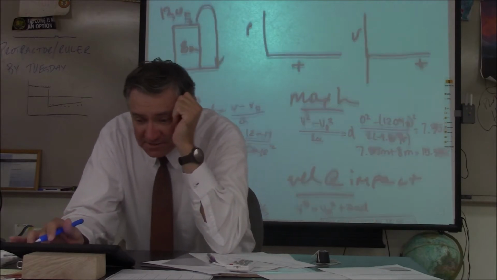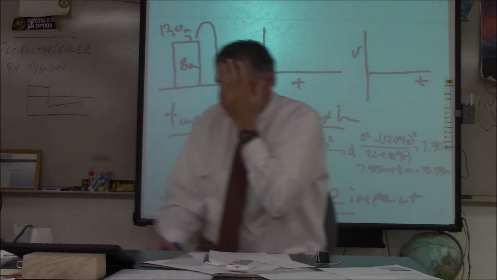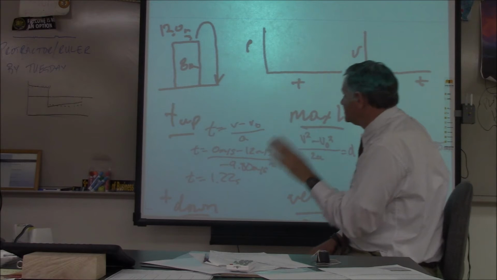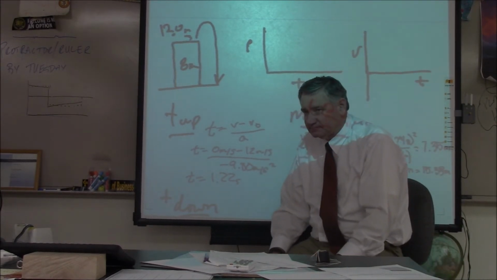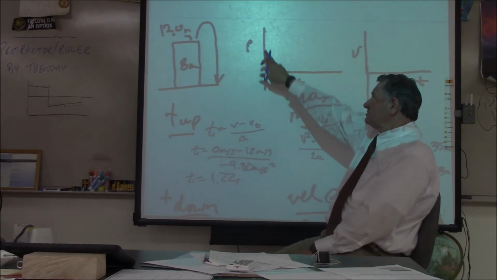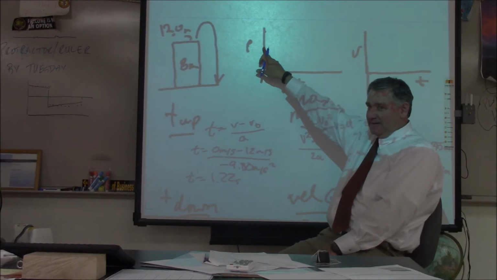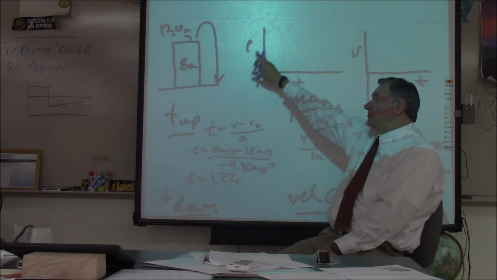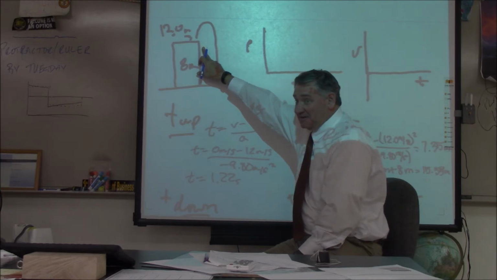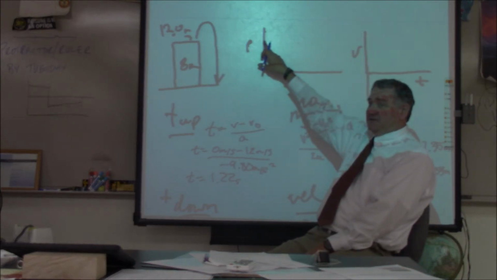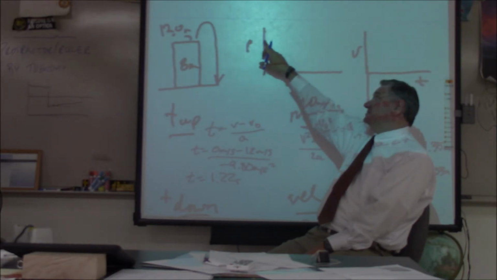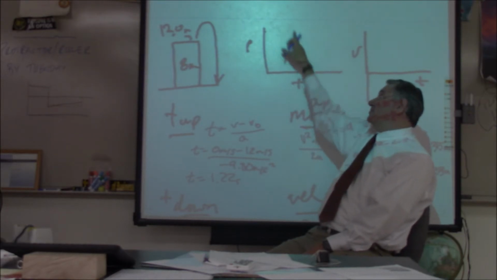Okay, so let's start at the beginning. Allison, what's my position time graph going to look like? Where's it going to start? Is it going to start at 0 or is it going to start at 8 meters? Zero. No. We're starting 8 meters above the ground, right? Oh, yeah. So it's going to start here, then what's it going to do? Is it going to go straight down, or is it going to go up and then come back down?